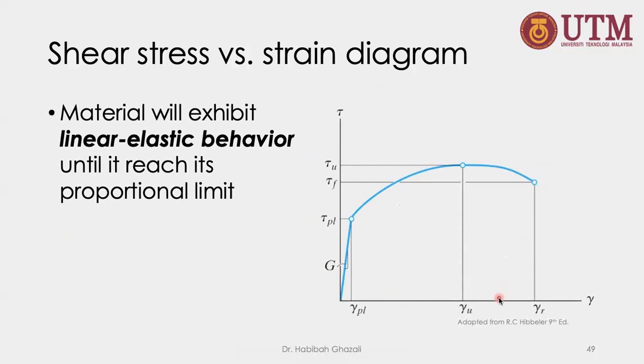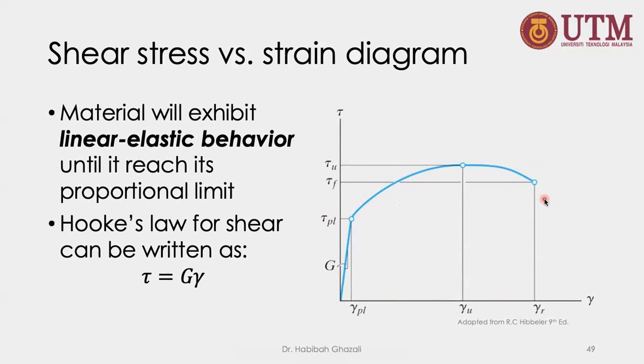So material will exhibit linear elastic behavior until it reaches the proportional limit. This is the limit for the elastic, and then you may see the plastic deformation behavior. And the method to measure Hooke's law for the shear is also similar. You measure the slope for the linear curve. Okay, this part until the limit, right?